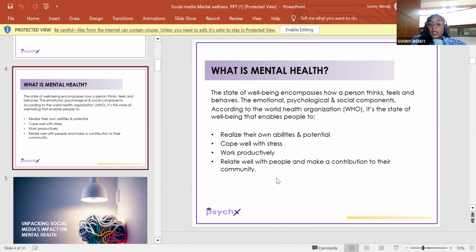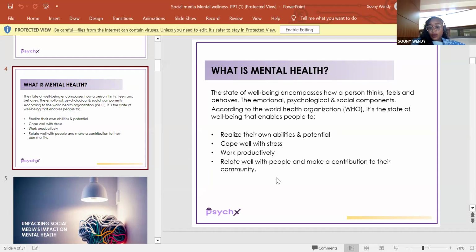But sometimes you'll realize there are people who don't know how to relate well with people. If you ever live in a neighborhood with so many neighbors, there's that neighbor who does not relate well with everyone. Or even on social media, there's always that person who wakes up every day to insult people. And sometimes it's not even content. So that can be an aspect to see if you're mentally okay.